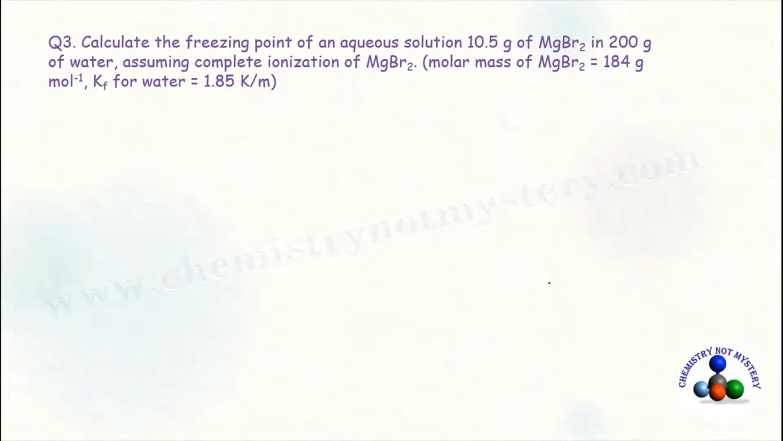Now come to the next question. Calculate the freezing point of an aqueous solution of 10.5 grams of MgBr2 in 200 grams of water, assuming complete ionization of MgBr2. The molar mass of MgBr2 is given as 184 grams per mole and Kf for water is given as 1.85 Kelvin per molal.